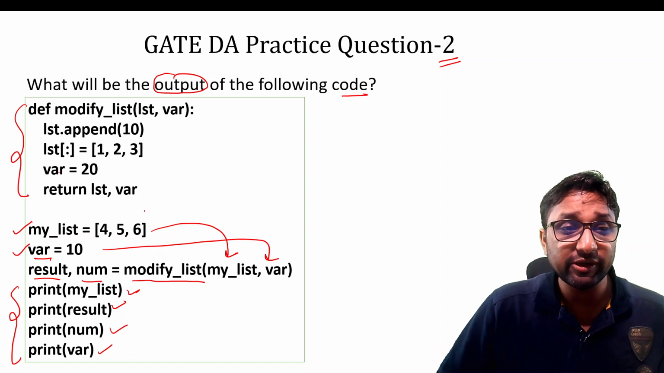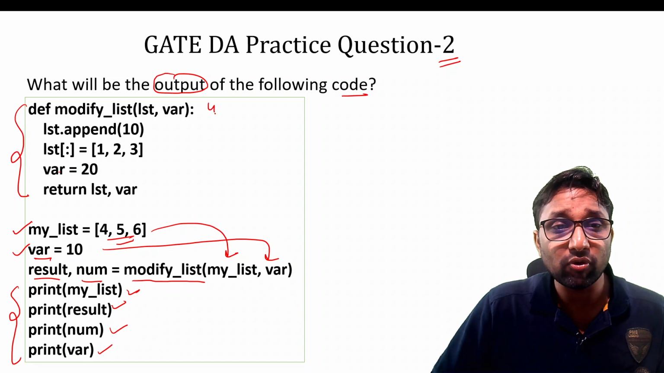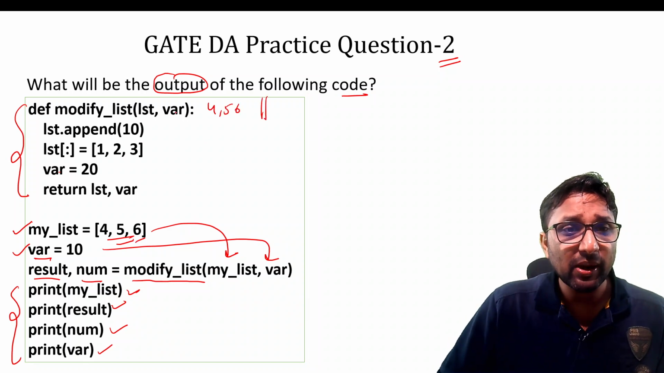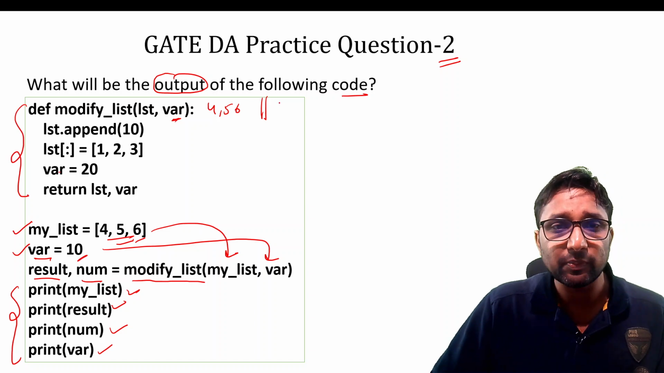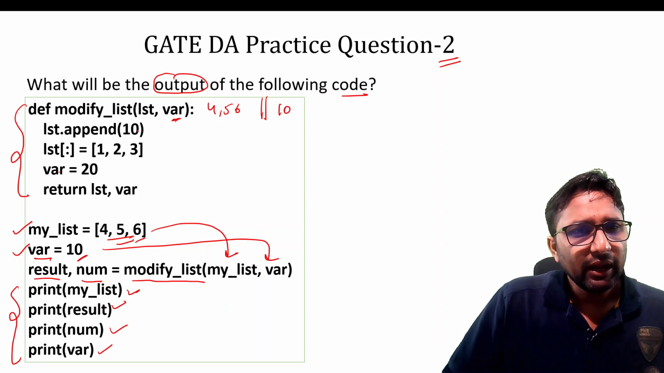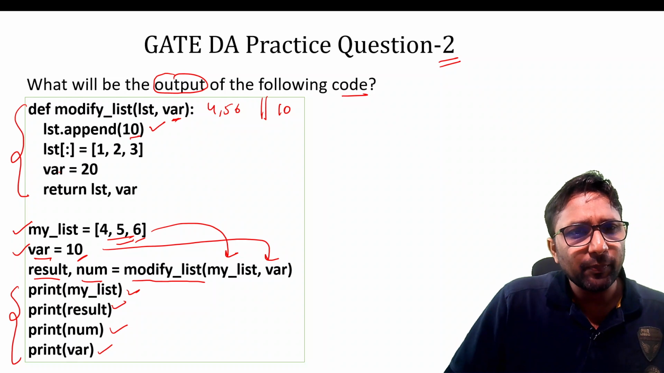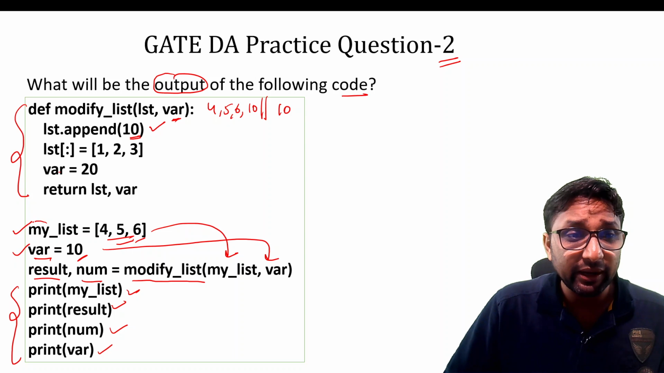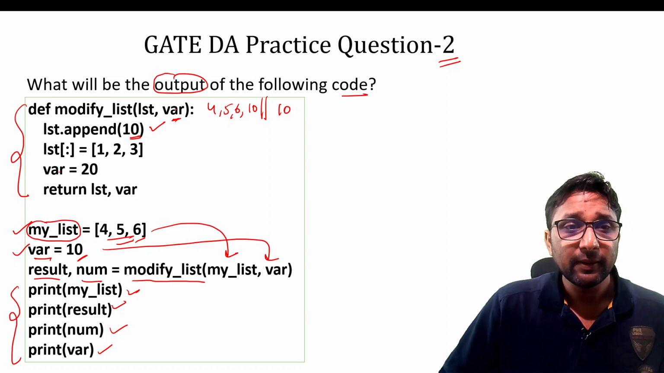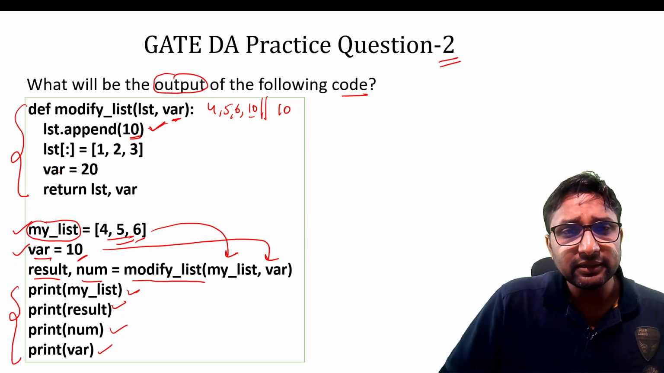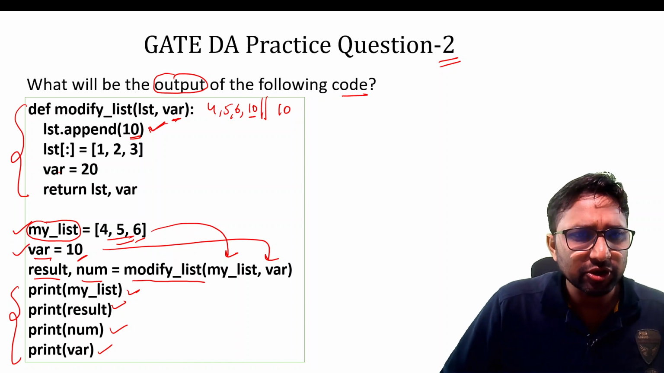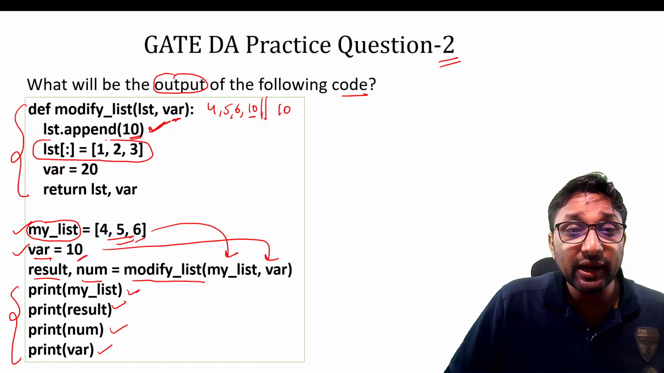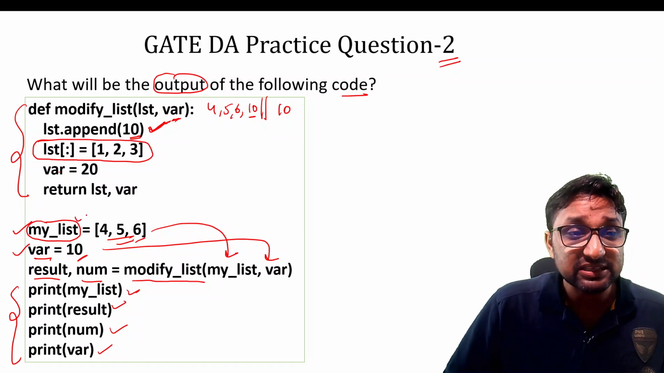In this function we are passing this list 4 5 and 6, and we are passing the variable value 10. When we execute this statement, we are appending 10 in this list. Let me append. So we are updating this list itself. We appended 10 at the last by executing this statement. Now we know that we are updating this list itself.